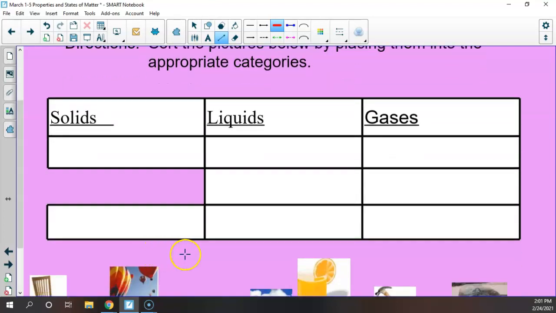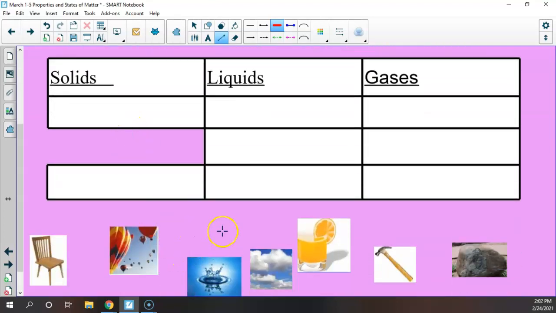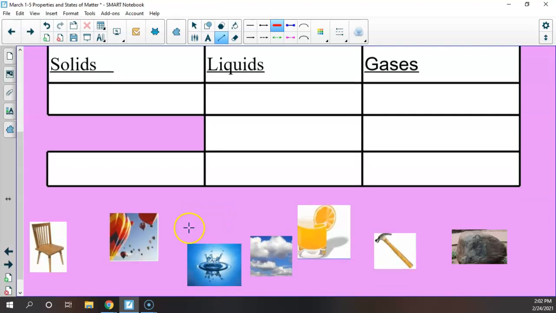Our job here is we're going to look at this and see if we can figure out which ones are solids, which ones are liquids, and which ones are gases. Take a second here, pause the video, and see if you can figure out which one would be which. So you could write in your notebook a column of solids, a column of liquids, and a column of gases. And we have a chair, hot air balloons, water, clouds, orange juice, a hammer, and this is a rock or a boulder.